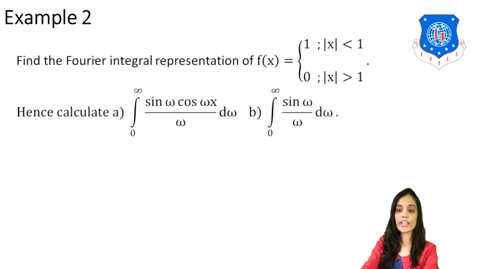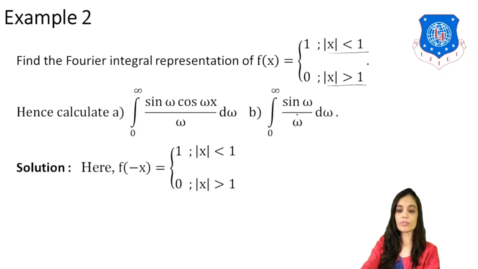So we have to find the Fourier integral representation of f of x equal to 1 when mod x is less than 1, and 0 when mod x is greater than 1. And we also have to calculate the integration from 0 to infinity of sine omega cos omega x d omega upon omega, and the integration from 0 to infinity of sine omega upon omega d omega. So now let us start with the solution.